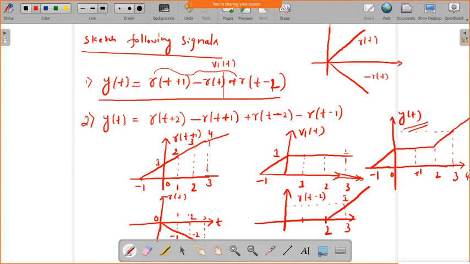Sir, I am not getting that adding procedure, sir. Okay, so you just see the amplitudes at each and every index. Say for example, if you take the first two signals which I showed here, at minus 1 what is the value? The value of r of t, that is minus r of t, is 0. Here it is also 0, so that's why at minus 1 it is 0 only.